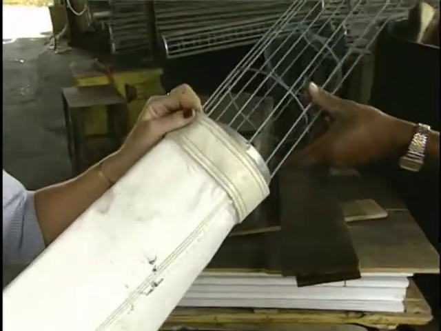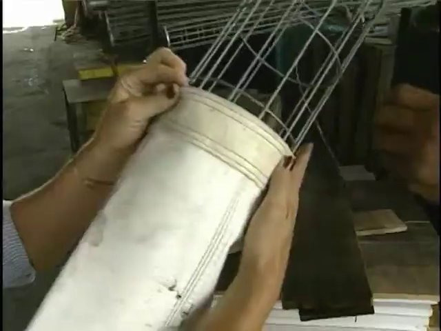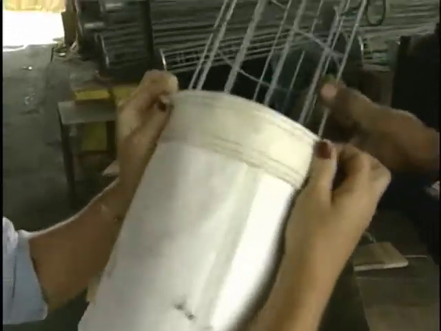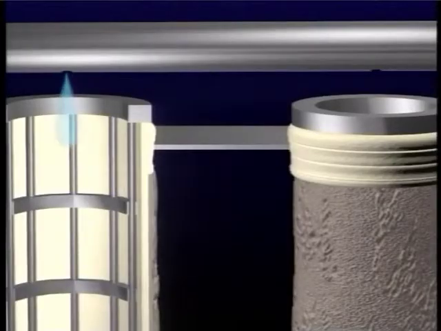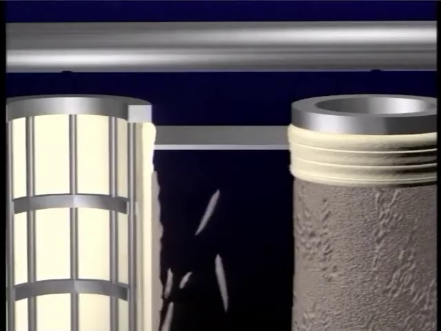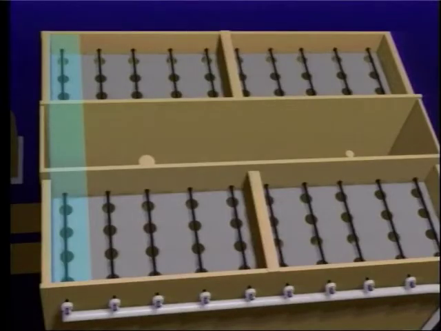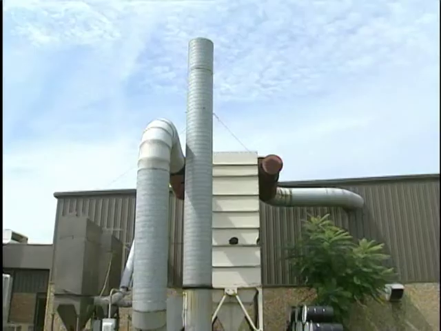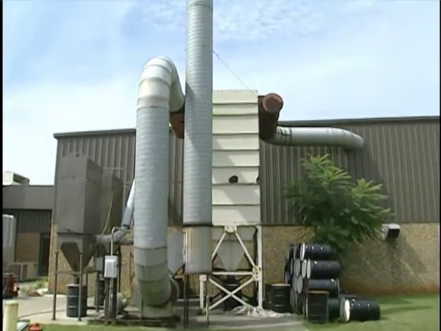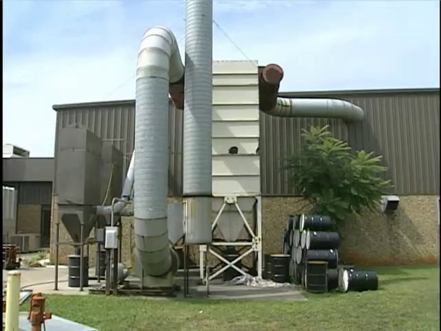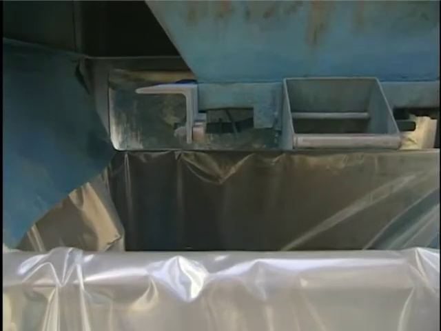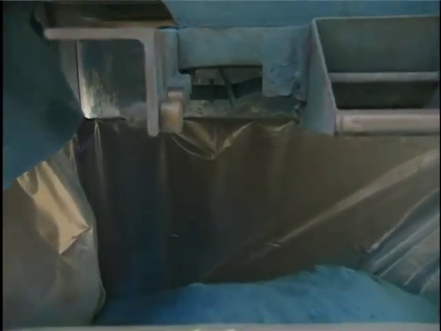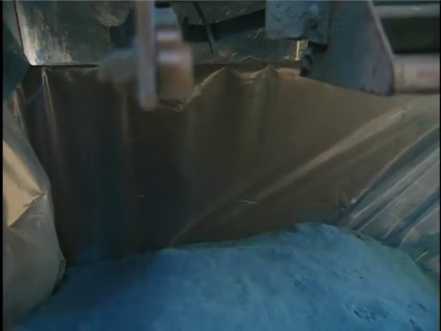A wire mesh cage is located inside the bags to keep them from collapsing. Cleaning is accomplished by directing the compressed air pulse to one or a few rows of bags, while the other bags continue to provide filtration. The collector is usually not shut down or isolated from flow while cleaning. The dust cake dislodged by the compressed air pulse falls into the hopper and is removed from the collector.